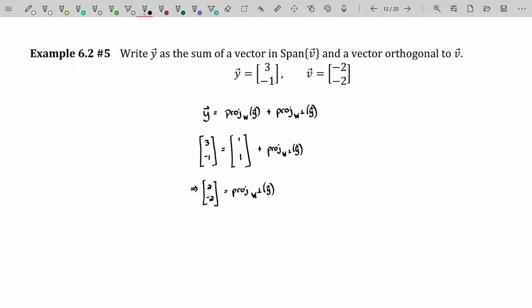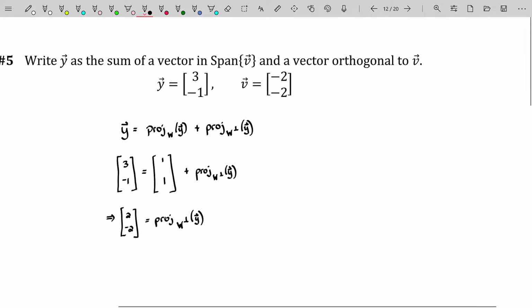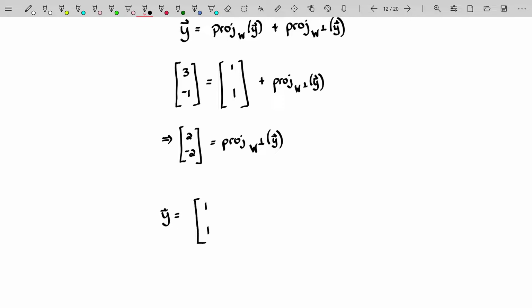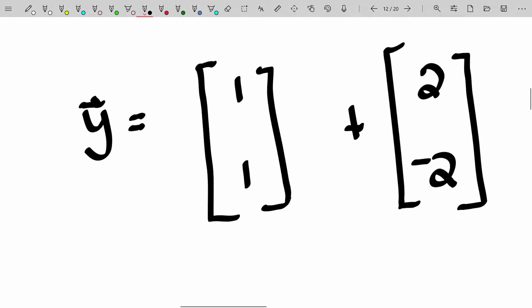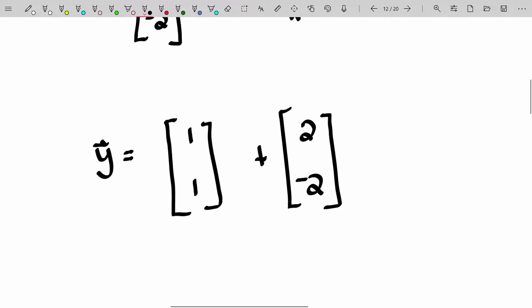So when they say write y as the sum of a vector in the span of v, which is just going to be the vector that is equal to the orthogonal projection of y onto w, and then a vector orthogonal to v, that's going to be this vector we just found. So therefore y must be 1, 1 plus 2, -2. Again, 1, 1 is the orthogonal projection of y onto w, and 2, -2 you can think of as the orthogonal projection of y onto w perp. That's really what it is.